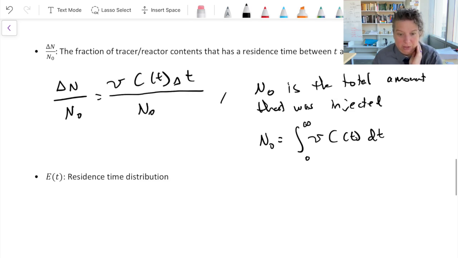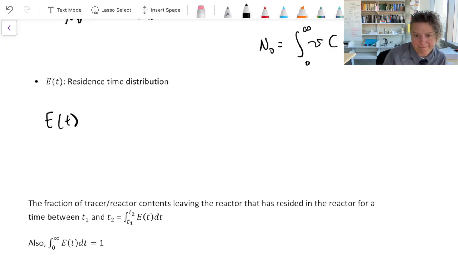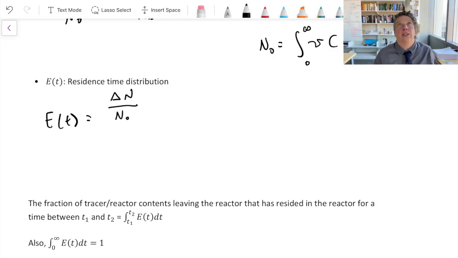Okay, the residence time distribution, we're going to denote that E of t. Sometimes it's also called P of t, lowercase p of t. We're going to call it E of t. That is going to be the fraction of tracer that exits per time interval. So we would say delta n over n naught. That's going to give the fraction of tracer that exits in a time window divided by that time window. That's going to give us our residence time distribution.